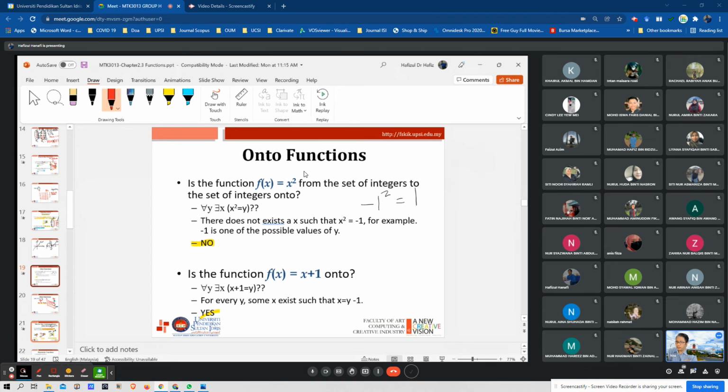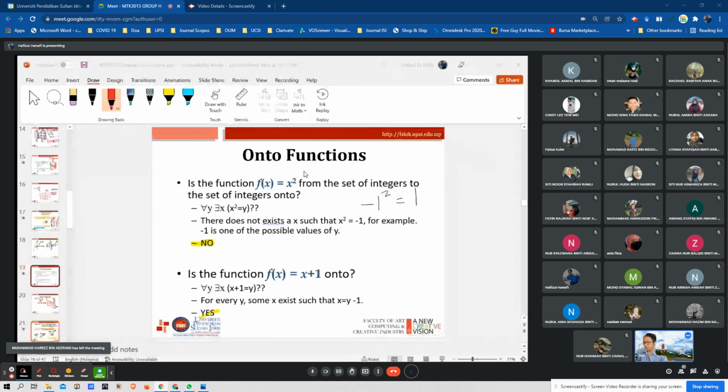And then we have onto functions. Onto function is a function. Let's say you have f(x) equal to x power 2 from the set of integers to integers. Onto, this one is to test. Okay, there do not exist such x that x power of 2 is equal to -1. For example, -1 is one of the possible values.